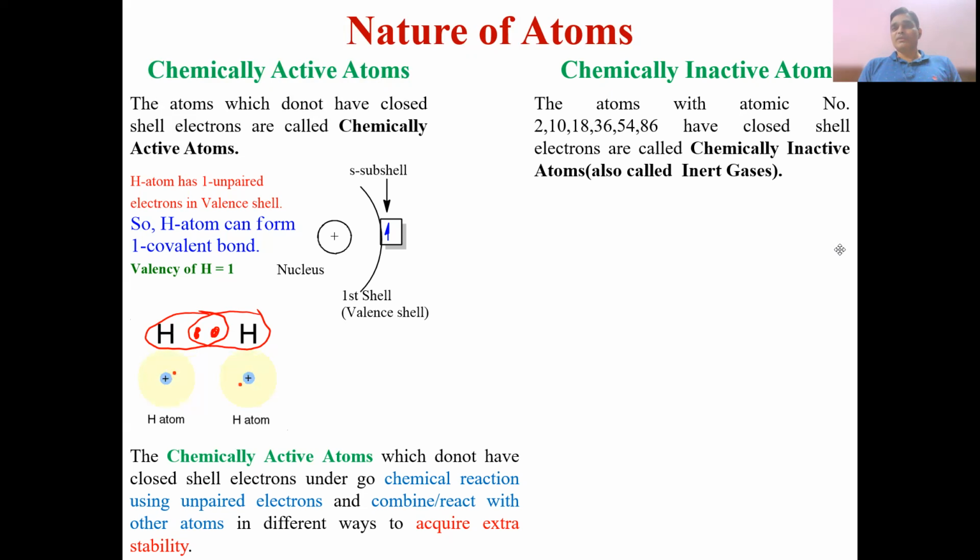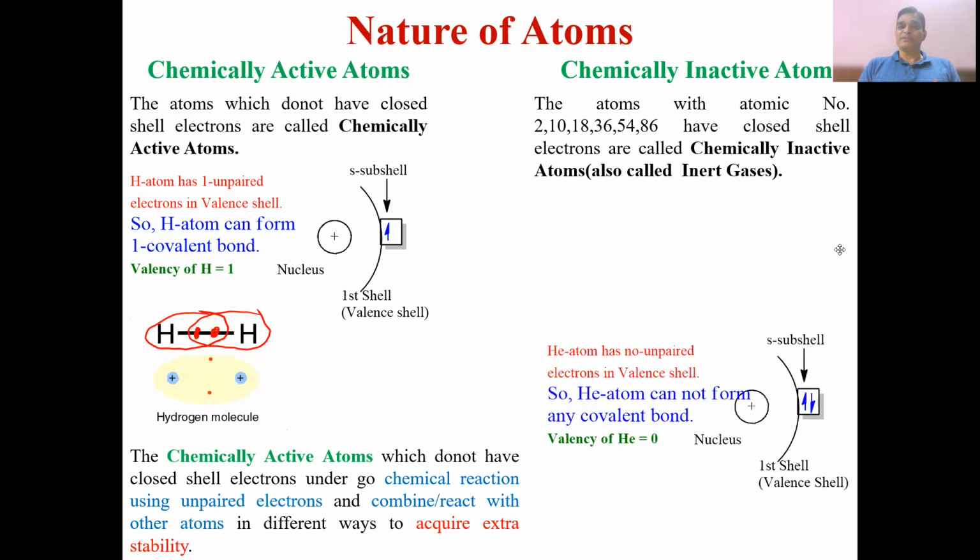So what is the definition of chemically inactive atoms? The atoms with atomic number 2, 10, 18, 36, 54, 86, that is, these are the group 18 elements' atomic numbers, having the fulfilled stable configuration, having the closed shell electrons, are called the chemically inactive atoms.